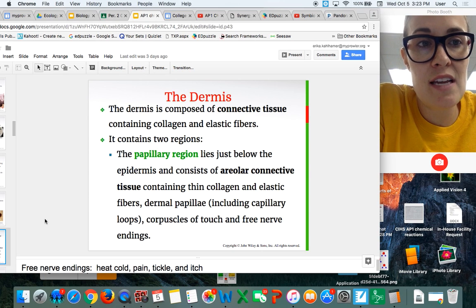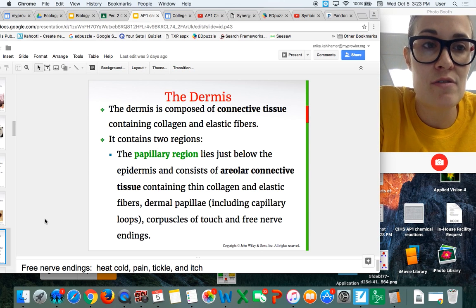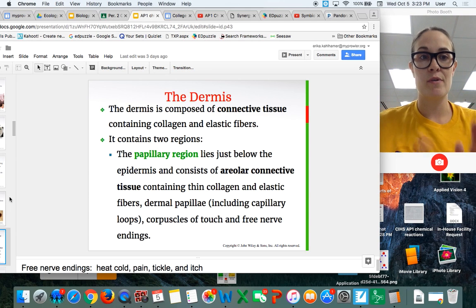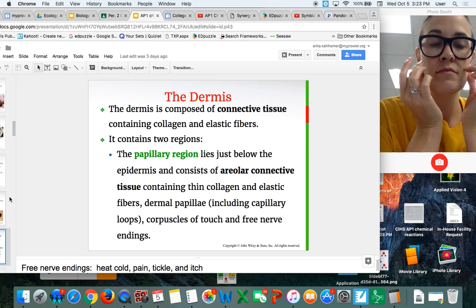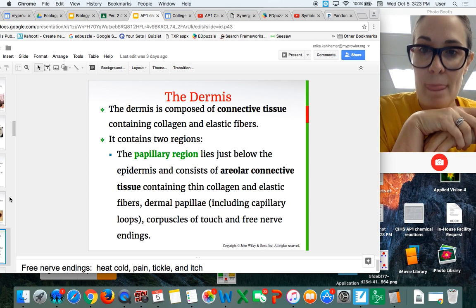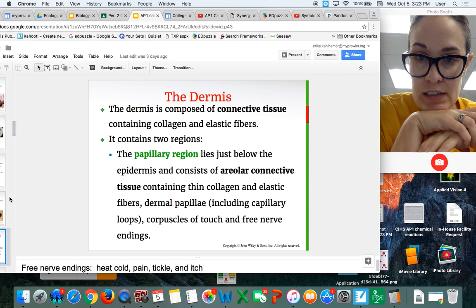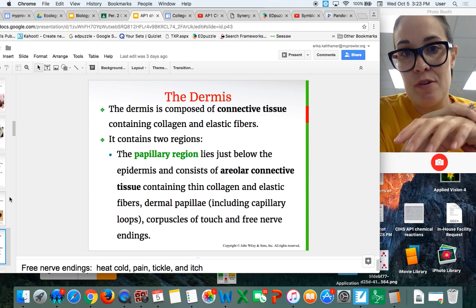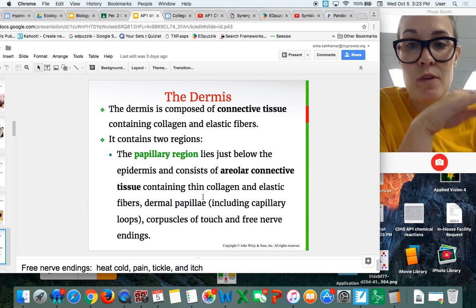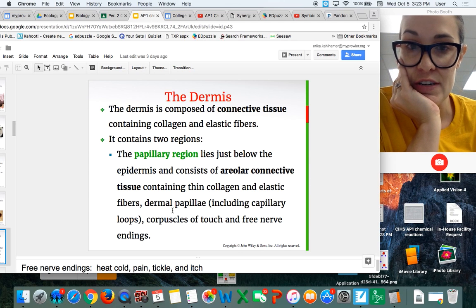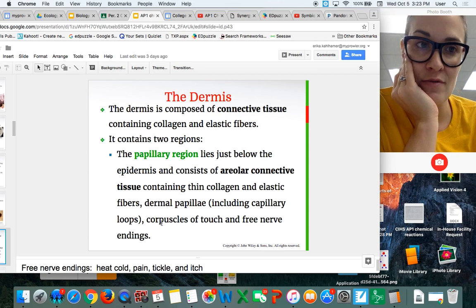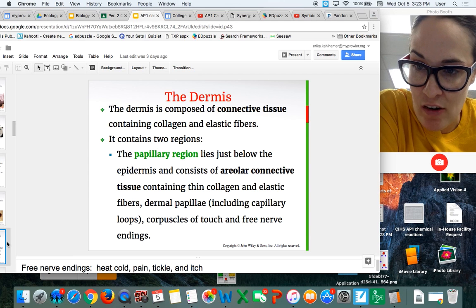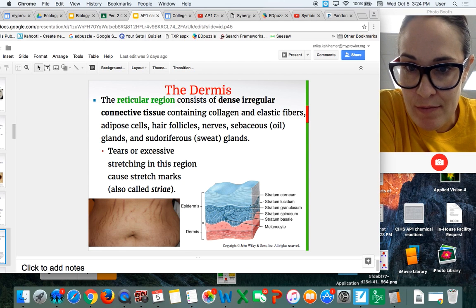The dermis, beneath the epidermis, is composed of connective tissue, with many collagen and elastic fibers that keep the skin, when you're younger, not as loose, more tight. A few different parts of the dermis we're going to look at. The papillary region just below the epidermis contains areolar tissue, and also these little ridges called dermal papillae, where we have free nerve endings and corpuscles for sensing touch.